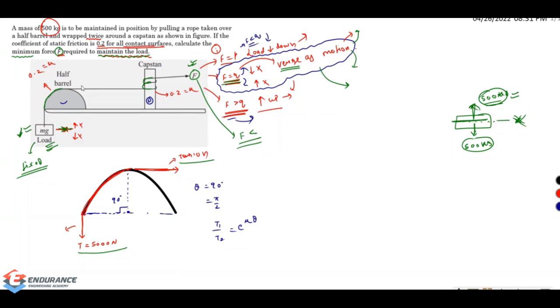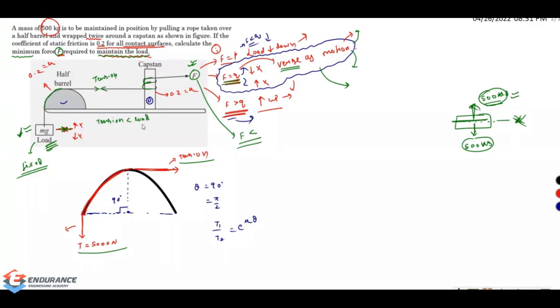So ultimately here I have a string, here I have a rope. In this rope there is going to be some tension. This tension surely has to be less than that of the applied load. This is the only critical point. I will just write it as tension. This tension surely has to be less than that of applied load.